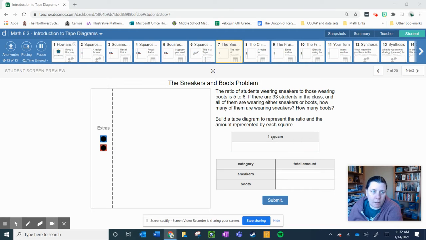Hi, everybody. There are a lot of people who are a little bit unsure how to create some tape diagrams. So I wanted to take a moment to share with you how I would think about these problems.